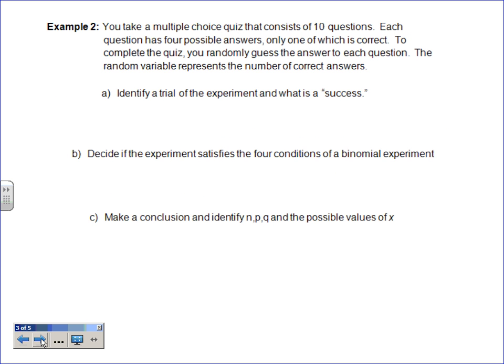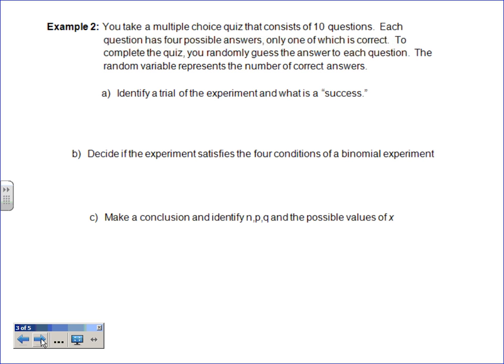Oh, we are taking a multiple choice quiz. And I'm sure this is how most of you take your multiple choice quizzes. There's 10 questions. Each question has 4 possible answers, only 1 of which is correct. To complete the quiz, you randomly guess the answer to each question. The random variable represents the number of correct answers. Okay, of course, this is how you do it, right? This is how I think some people take the WKC, where they just make a little pattern with their dots.